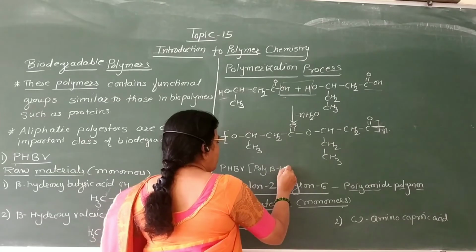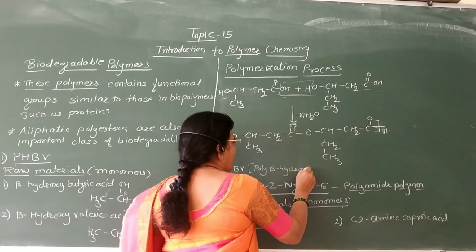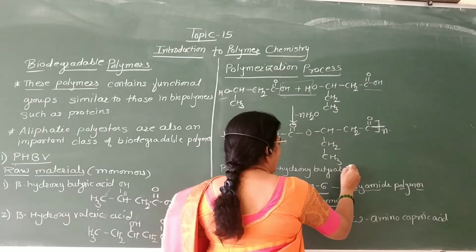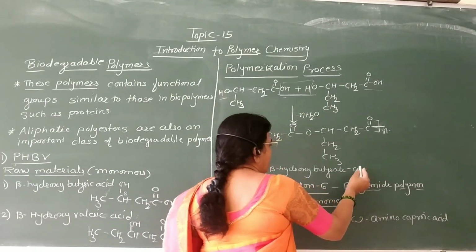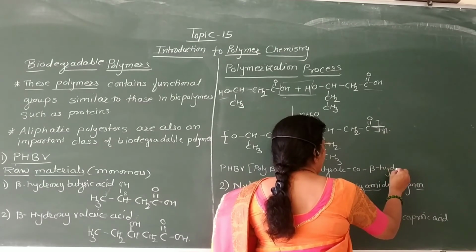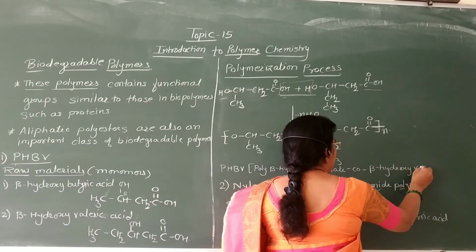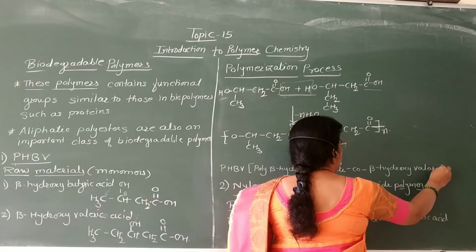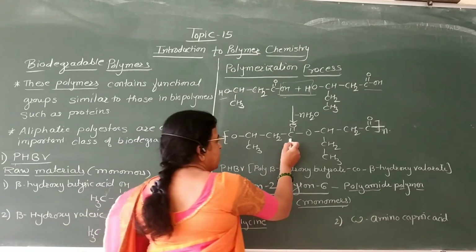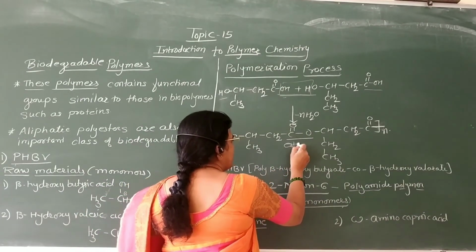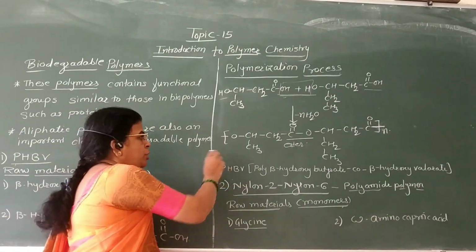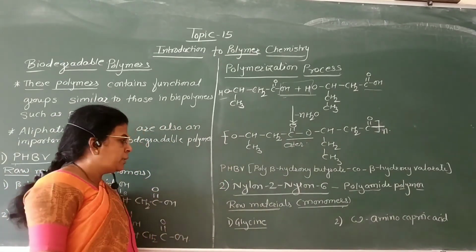This is nothing but PHBV, or poly beta hydroxy butyrate copolymer of beta hydroxy valerate. This PHBV possesses an ester linkage between two molecules, and formation of this PHBV takes place.